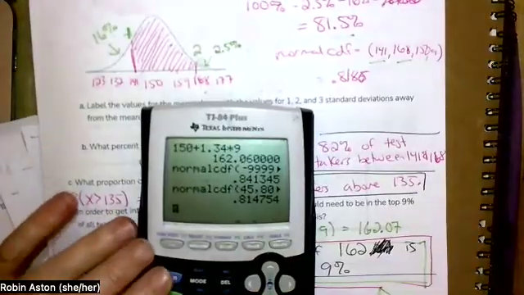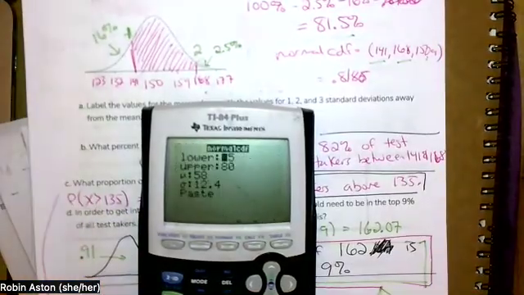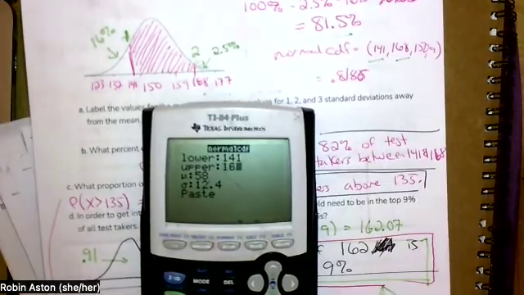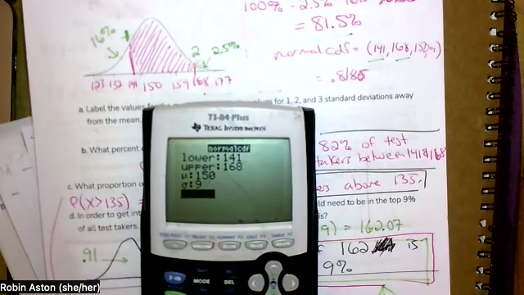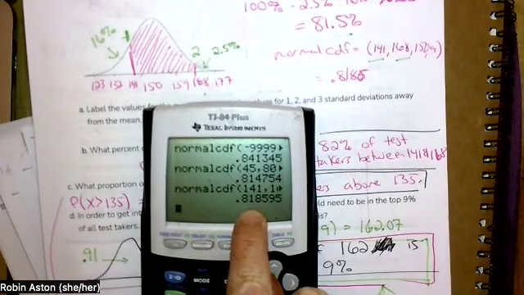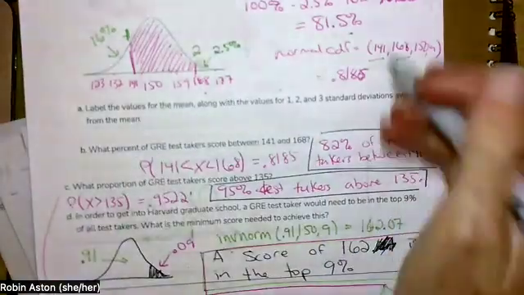And I'll show it one more time just to make sure everyone is able to do this skill. My mean is 150, my standard deviation is 9, and there I have 0.8185 or 82%, and there's that one.